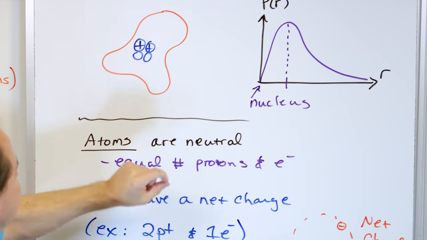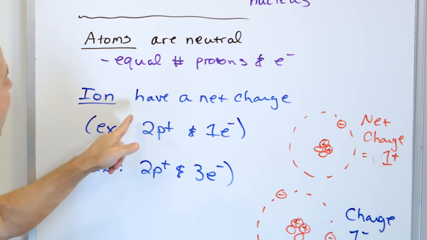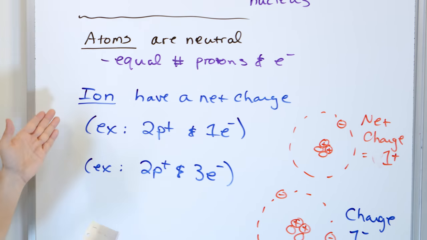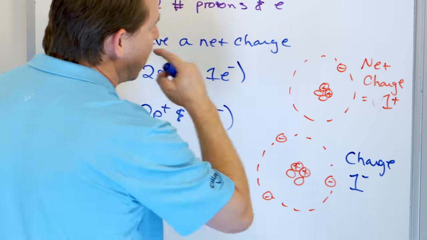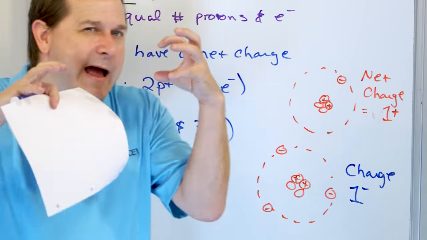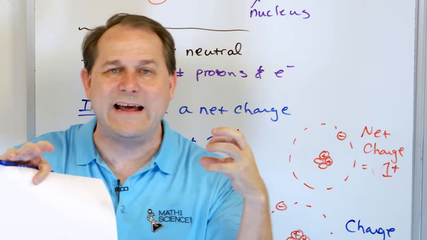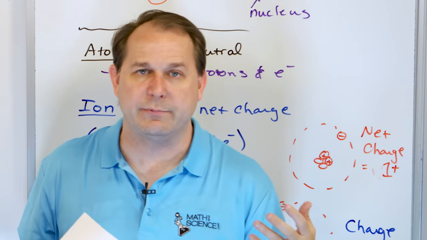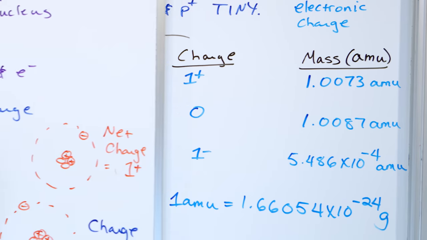Then we said atoms are electrically neutral because they have equal and opposite protons and electrons. But if you take an electron away, or if you add an electron to a neutral atom, you're going to create what we call an ion. If you take an electron away, you're going to have a net positive charge. If you add an electron, you're going to have a net negative charge. And once an atom becomes an ion and has a net positive or negative charge, the electric force takes over and wham, chemistry happens, because the electric force is so incredibly strong. That's what causes chemistry to happen, and so ions are a big part of that.